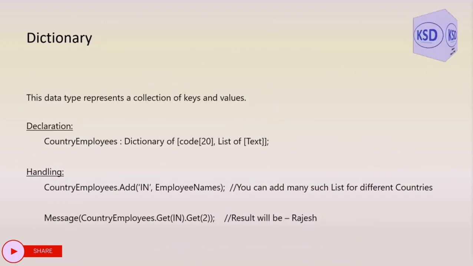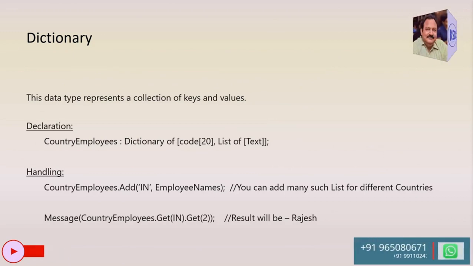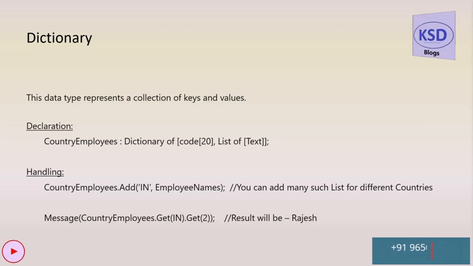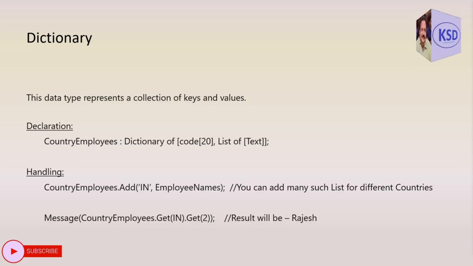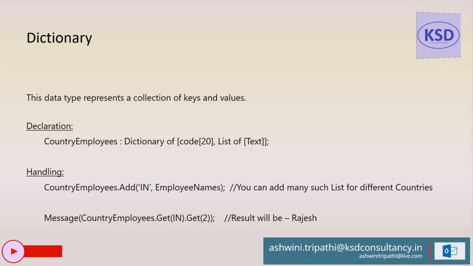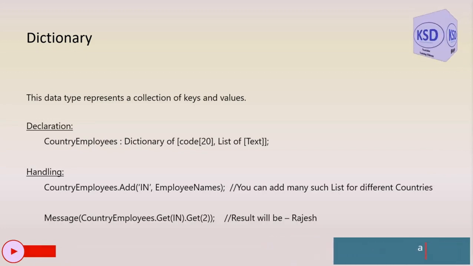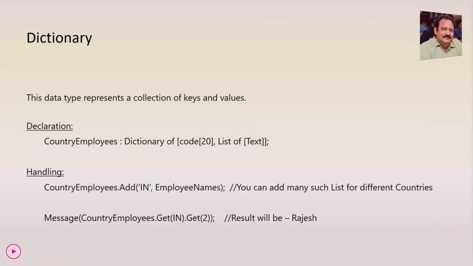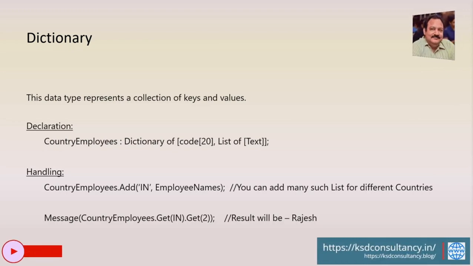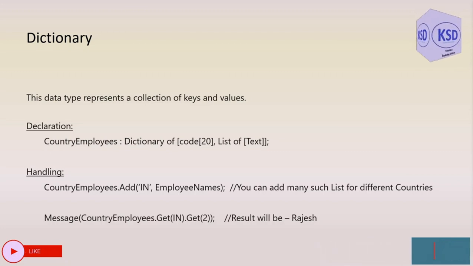So the second one is a dictionary. So basically the dictionary data type uses your system.collections.generic.dictionary, and it has two values, the key and the actual value that you want to store. So this is the class defined in your .NET framework, which enables you to use some built-in methods. This data type represents a collection of keys and values.